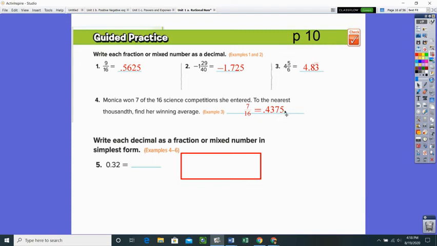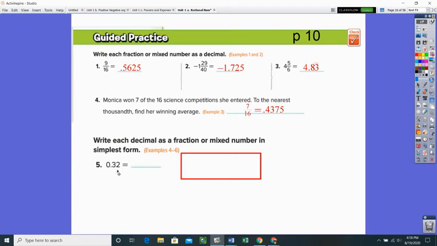You should have gotten 0.4375. It's asking you now to round to the nearest thousandth. So tenths, hundredths, thousandths. You should have ended with 0.438. 0.438 as your final answer there.